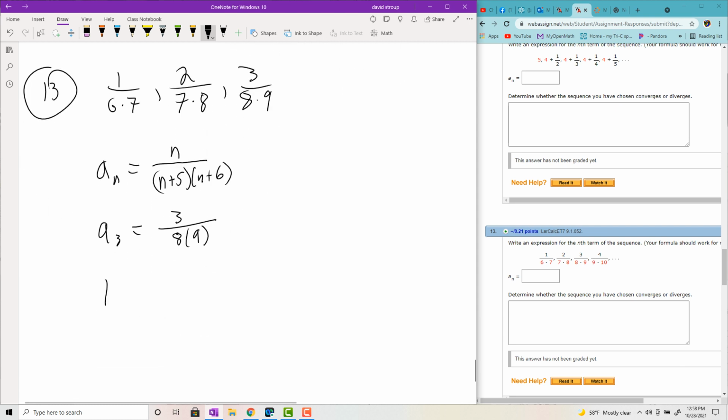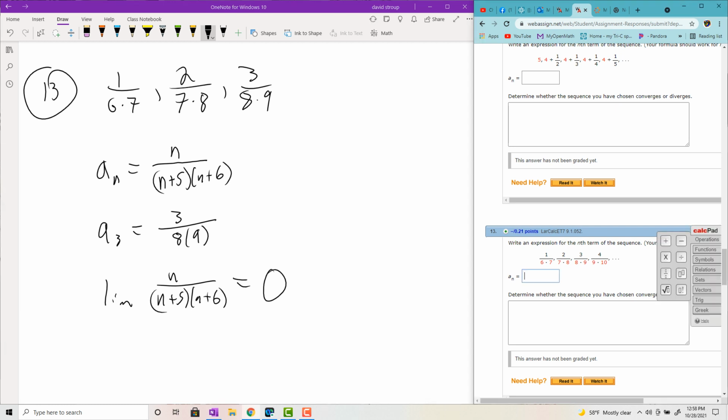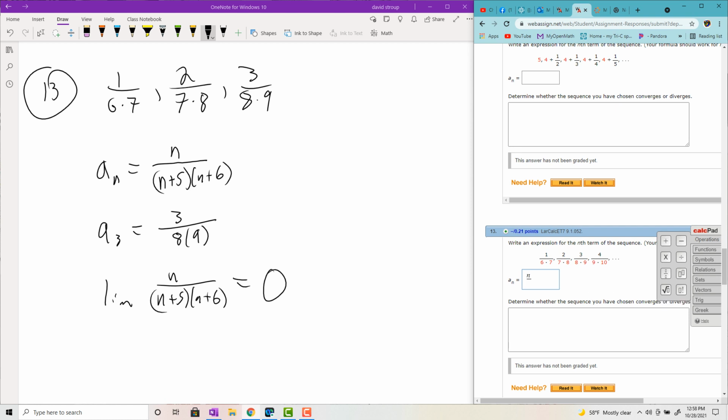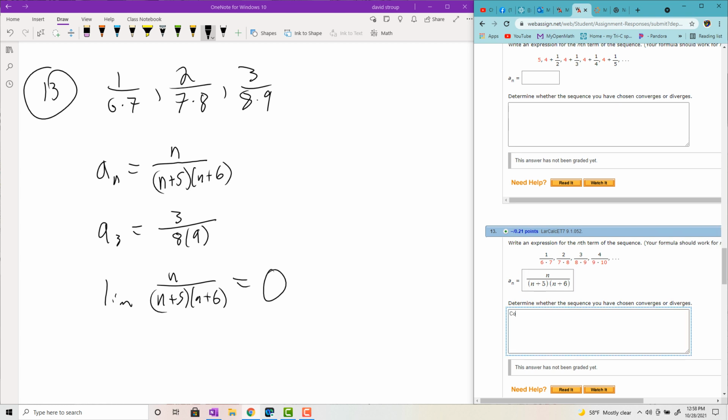Taking the limit of a sub n then, because they're going to want you to find the limit of that guy. You notice the denominator is second degree and the numerator is first degree, so it's just going to go to 0. Okay, so it's going to be convergent. But anyways, let's see if we got it right. N plus 5 times n plus 6. Okay, and it is convergent.